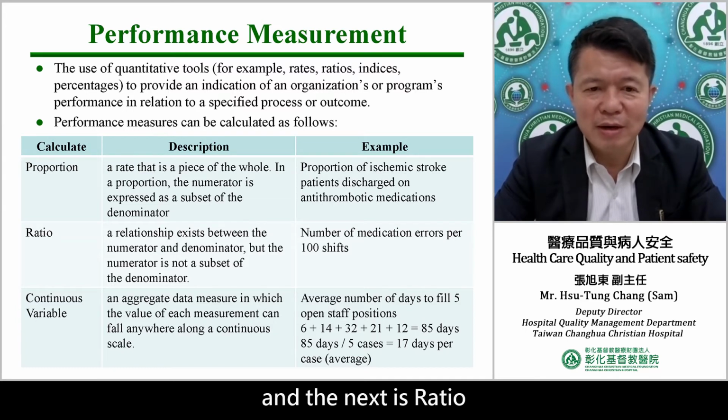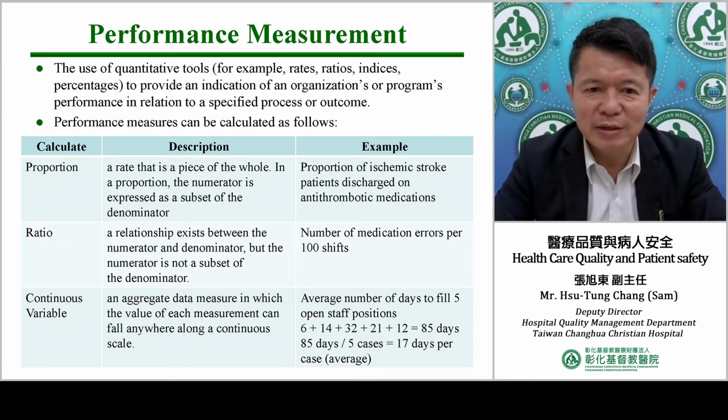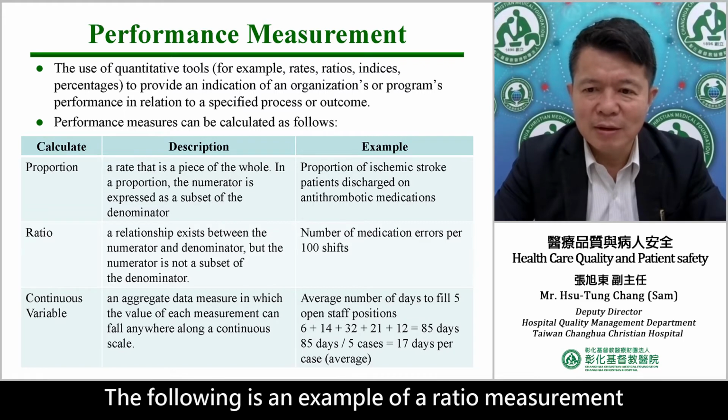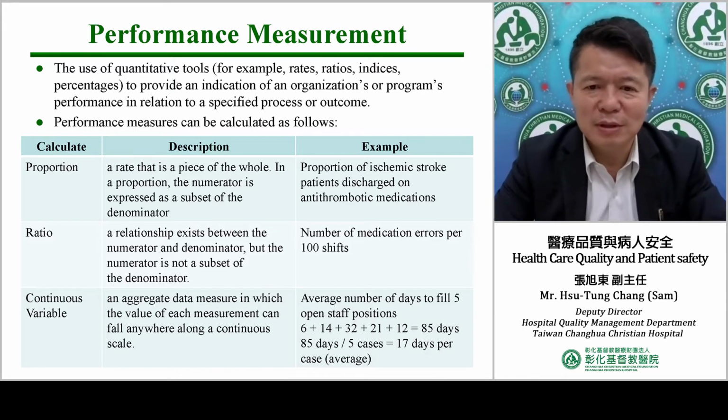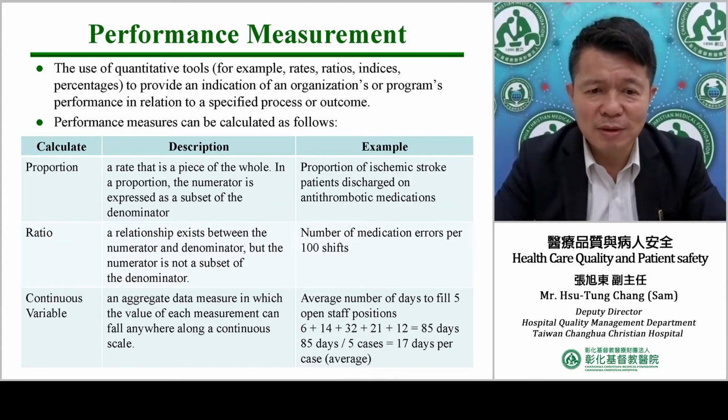And the next is the ratio. A ratio is a relationship that exists between the numerator and the denominator, but the numerator is not a subset of the denominator. The following is an example of a ratio measurement: number of medication errors per 100 shifts.